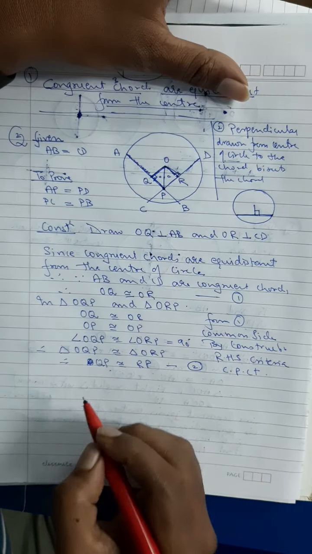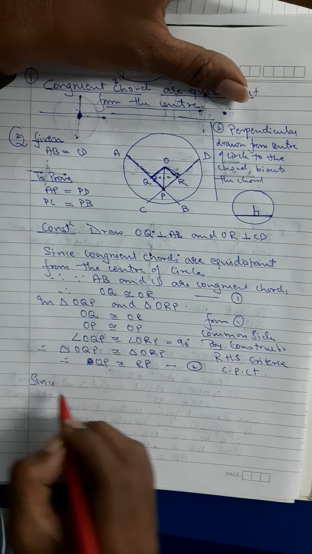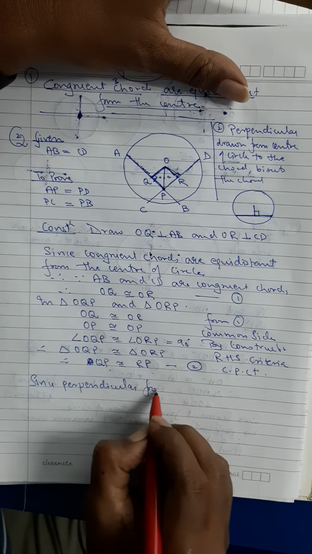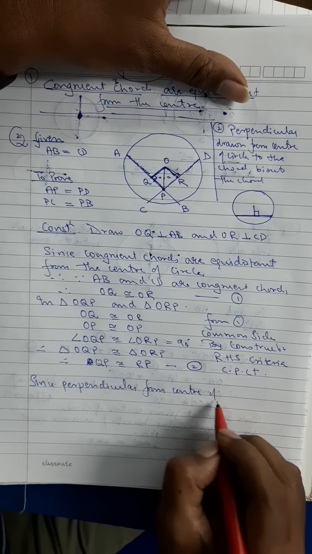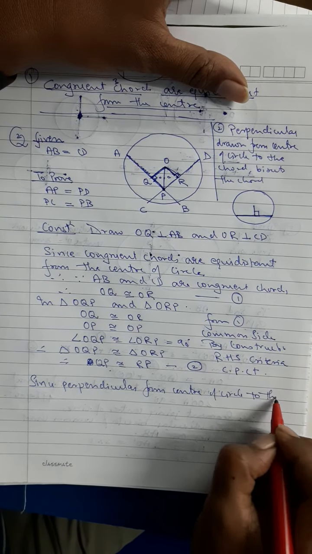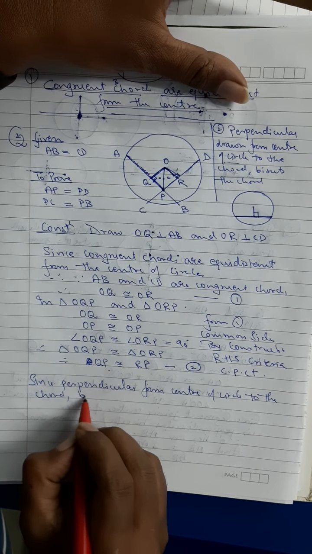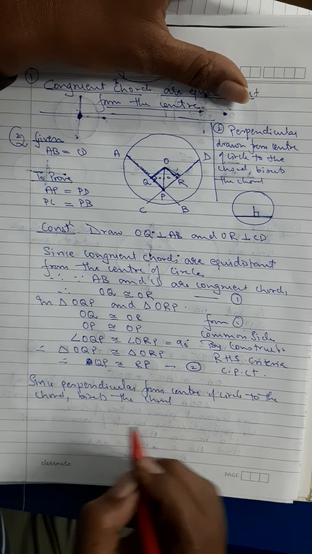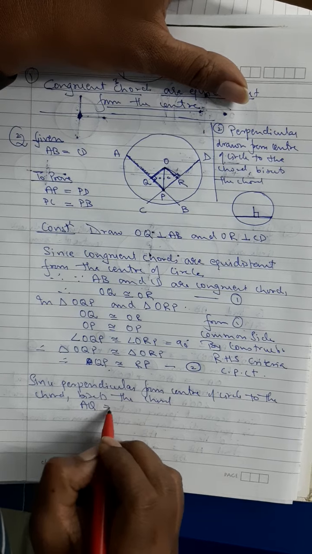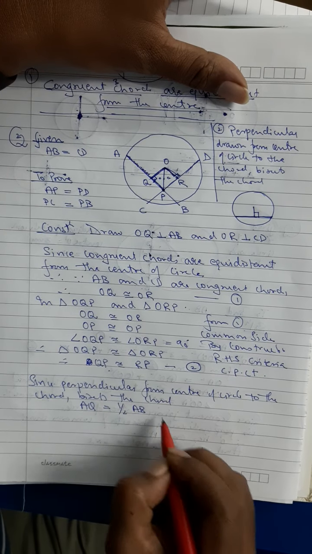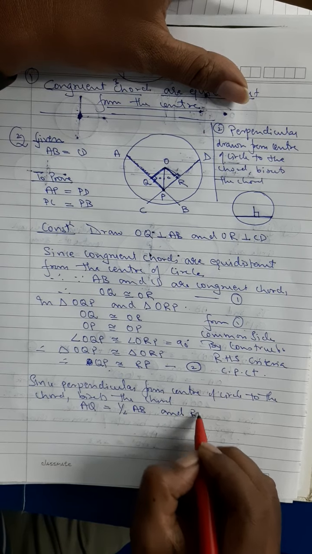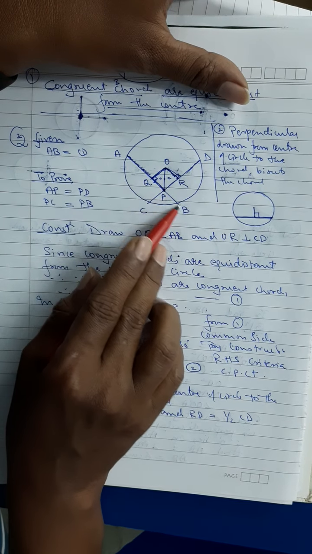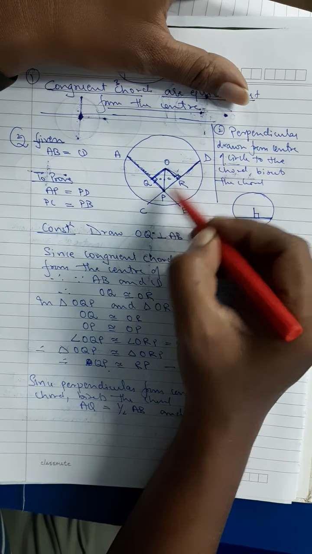So now this I'll write: since perpendicular from center of circle to the chord bisects the chord, therefore AQ is equal to half of AB and RD is equal to half of CD. AQ will be half of AB, right? And RD will be half of CD.